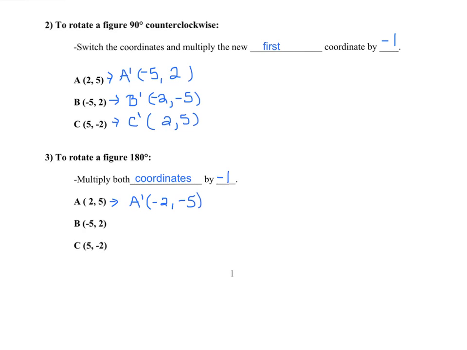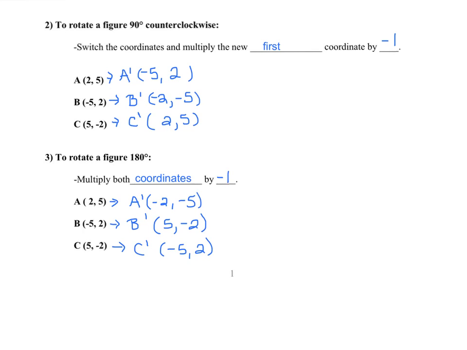Okay, next, B, (-5, 2). So for B prime, you're going to multiply each coordinate by -1. A negative times a negative is a positive, and a positive times a negative is a negative. So B prime is (5, -2). And our last one is C, (5, -2). C prime will give you (-5, 2). You just make it the opposite sign.